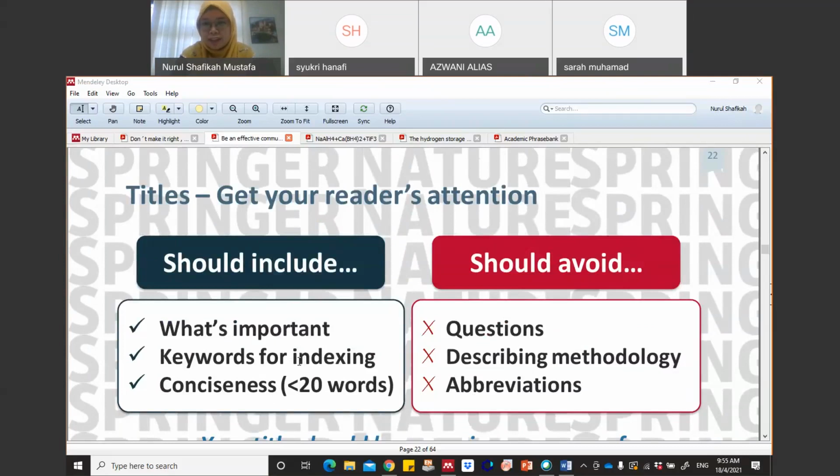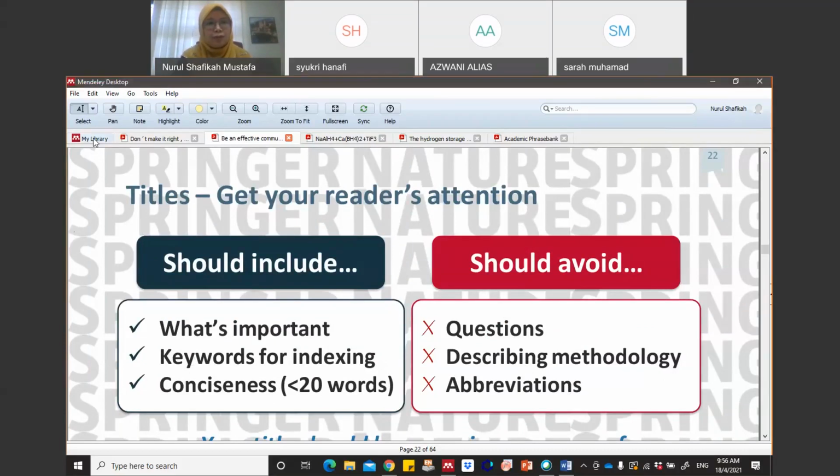Dia punya suggestion lah. And you should avoid questions, describing methodology, and abbreviations. So maksudnya in your title, not too long and not too short lah. What is important, maksudnya from your title tu, kita dah tahu apa yang you nak study, apa yang you nak fulfill dan you punya field tu, apa yang berbeza, different from others.